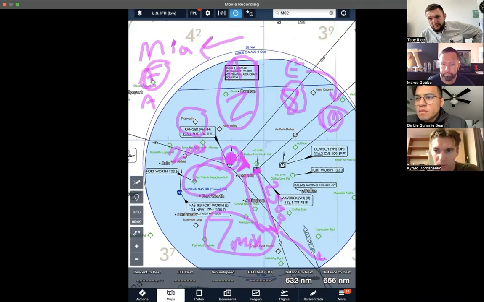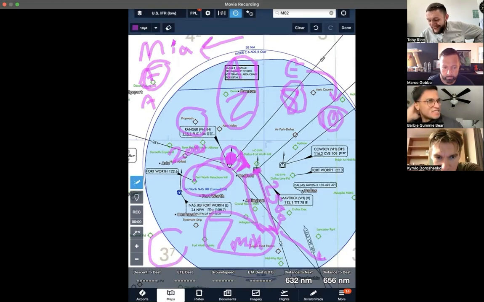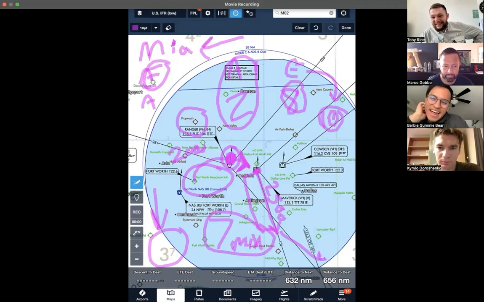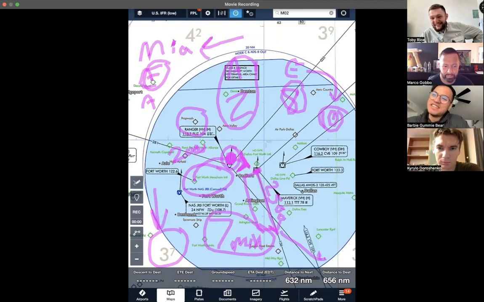You can go to the minimum off-route altitude. Exactly. Oh, the OROCA. Exactly. I was so concentrated on the 2.5. The OROCA in that sector is 3,700, which is what we can climb to. So we would climb to 3,700.